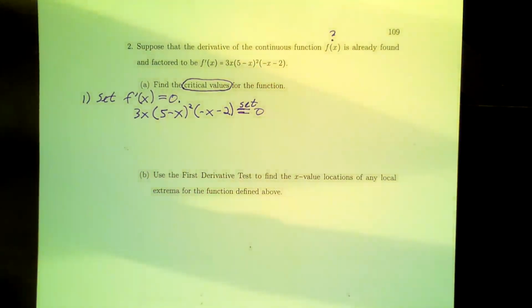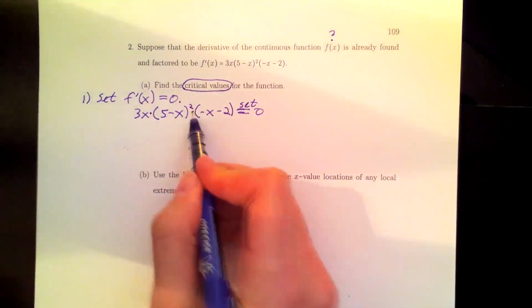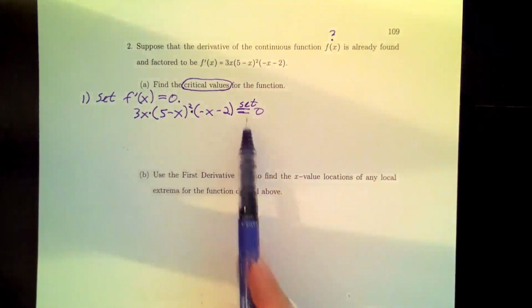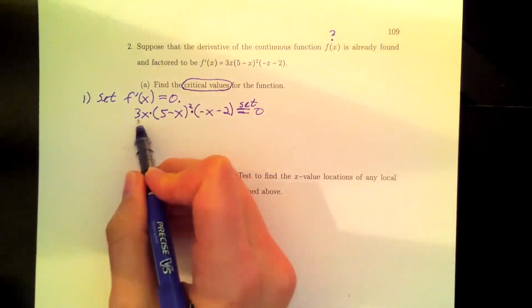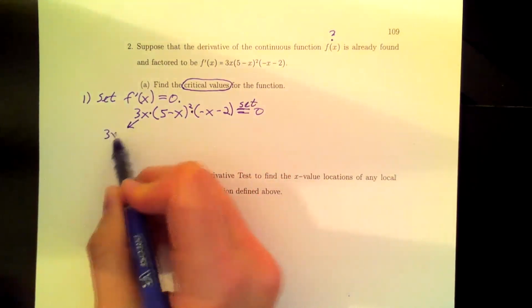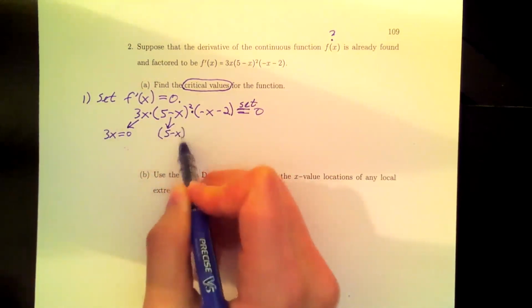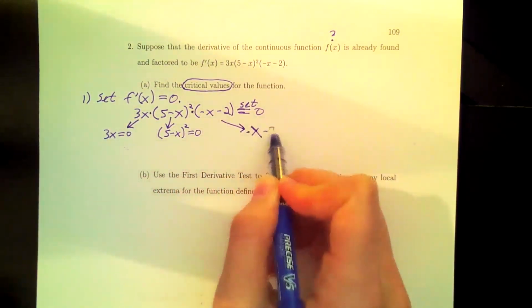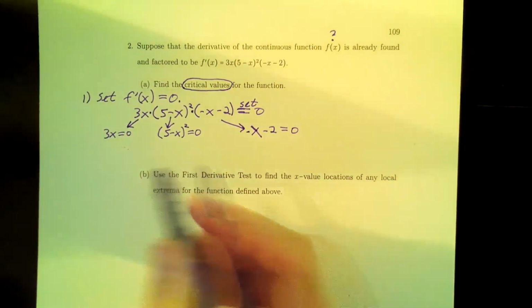Now, when you have that happen, and this is already factored, this is 3x times (5 minus x) squared times (minus x minus 2). The only thing that makes something multiplied like this equal to 0 is if the separate parts are set equal to 0. So what we do is we kind of split this. This is the same as saying 3x equal to 0. This is the same as saying (5 minus x) squared is equal to 0. And this is the same as saying minus x minus 2 is equal to 0. All of those factors split up, which then you can solve for x.